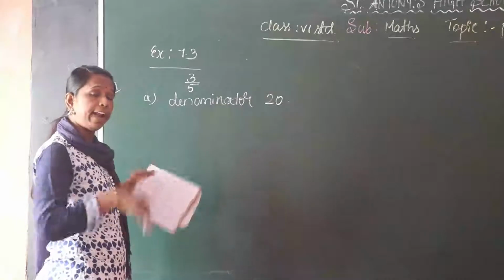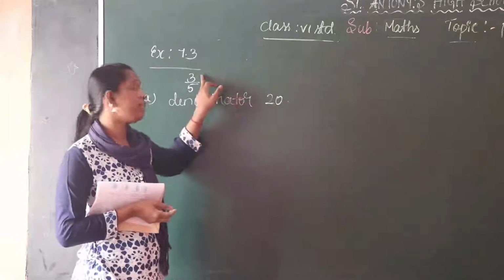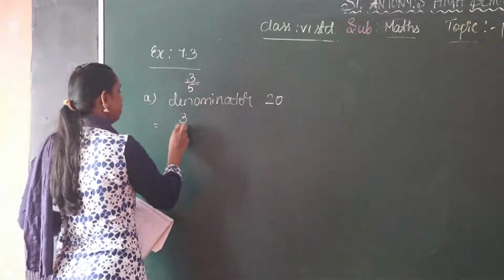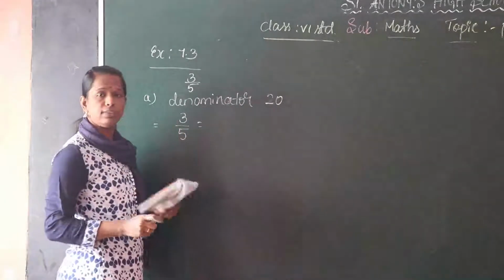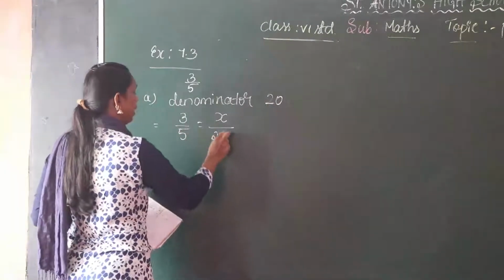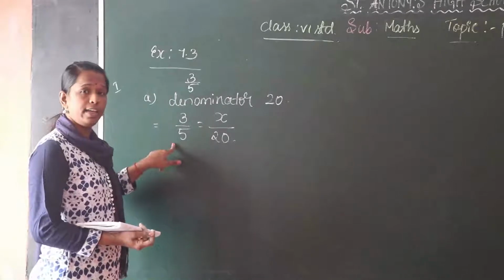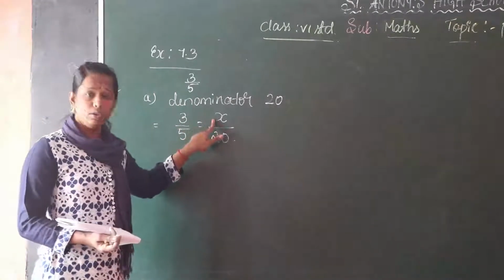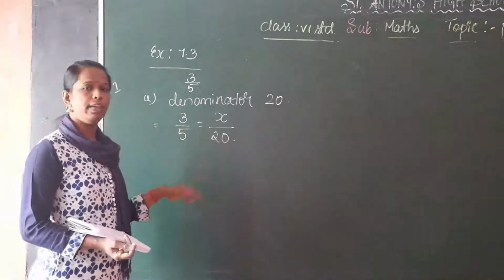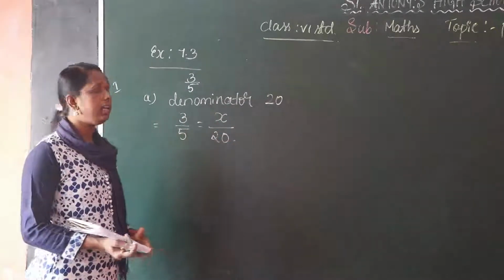What do we have to do now? A new fraction has to come, and in that fraction the denominator must be 20, but it is equal to 3 by 5. So now we have to write the given fraction 3 by 5, but we don't know the numerator for the next fraction. We can write it as x, the denominator is 20. Clear children? First step is write the given fraction 3 by 5 equals, we don't know the next numerator, we can write it as x or whatever alphabet, and the denominator is what they have already given, 20.